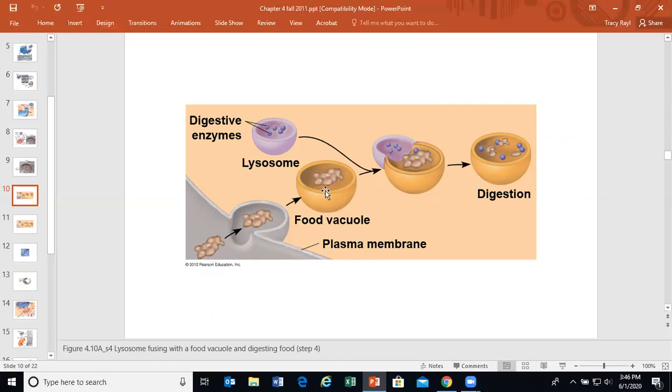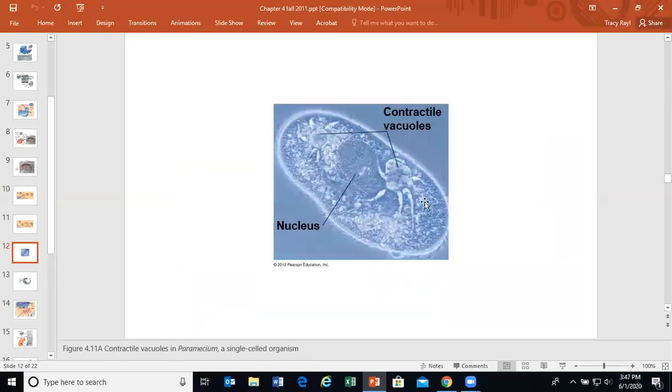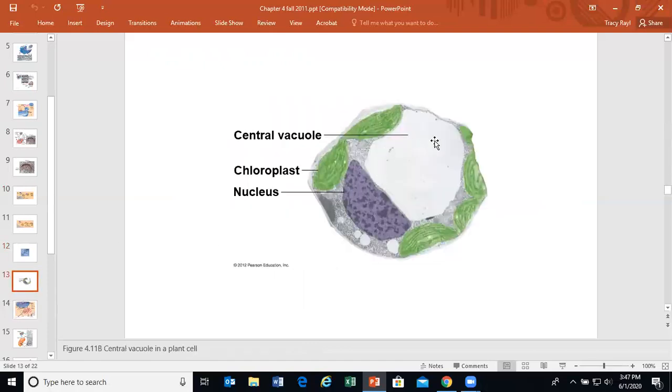Here you're looking at like a food vacuole. Here's a vacuole for water to get rid of excess water in a protozoan. Plants have large, what we call central vacuoles, which are big plasma membrane sacs referred to as a vacuole to store water. So read about vesicles and vacuoles in your textbook to complete your notes.